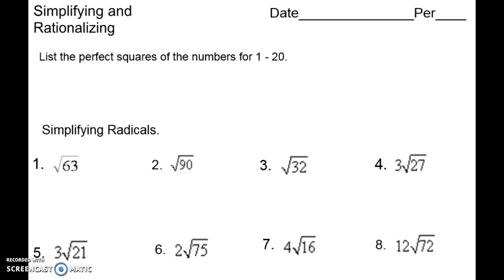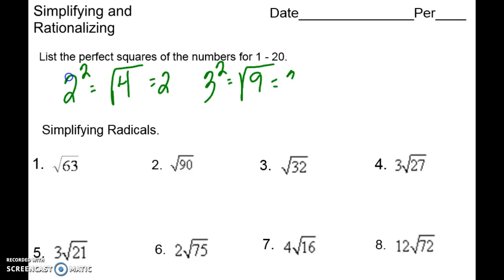Somebody tell me perfect squares. What is 2 squared? 4. How do I get from 4 back to 2? Aha, the square root of 4. The square root of 4 is 2, right? What is 3 squared? How do I get back to 3? What's the square root of 9? 3. Are we okay? We're going to get back to this in just a second. So what is 4 squared? What's the square root of 16? 4. So we're going to keep going back with that theory.